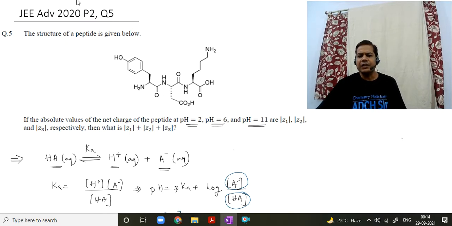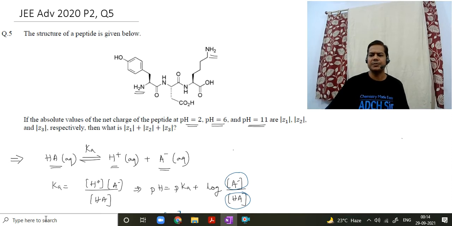At very low pH, there are 2 basic groups present here. The basic groups are the 2 amine groups, NH2 and NH2. At very low pH, both the basic groups will be protonated. In strongly acidic medium, both the amine groups will get protonated and exist in the cationic form. So let me draw the form that will exist at very low pH.